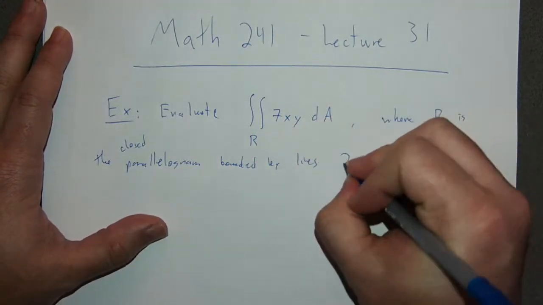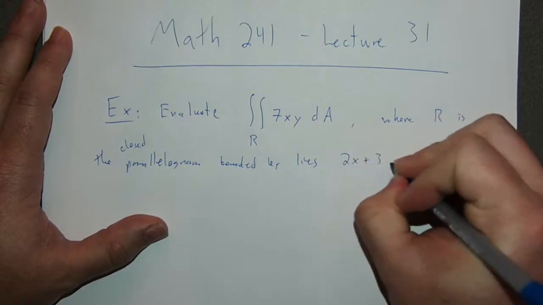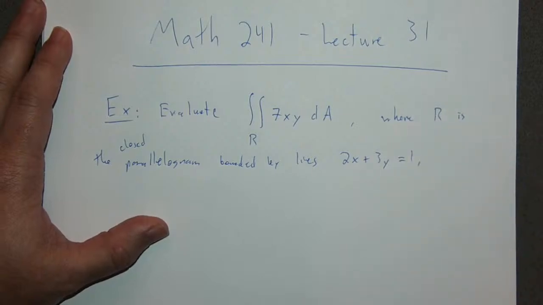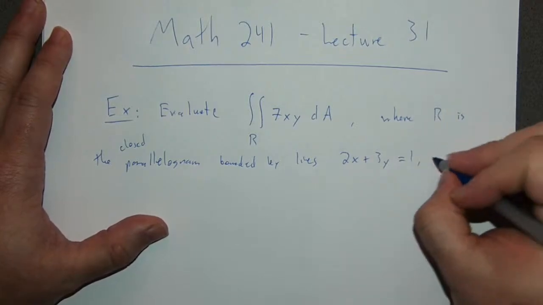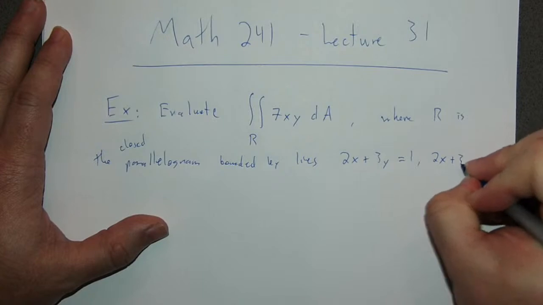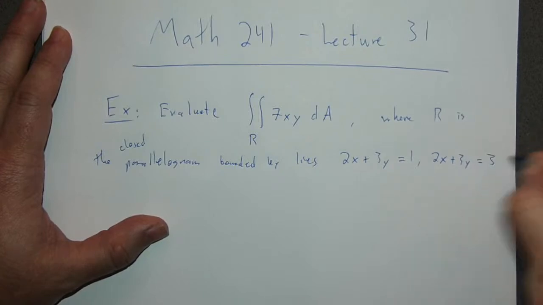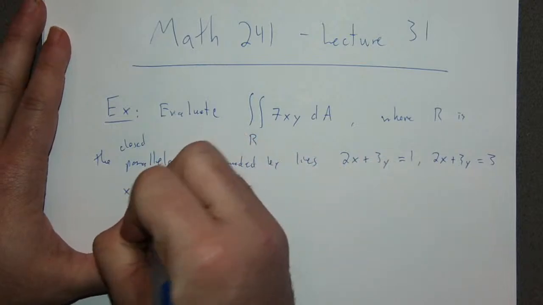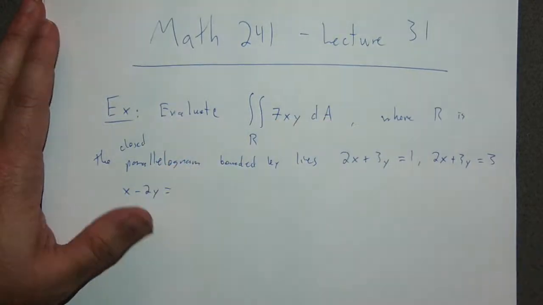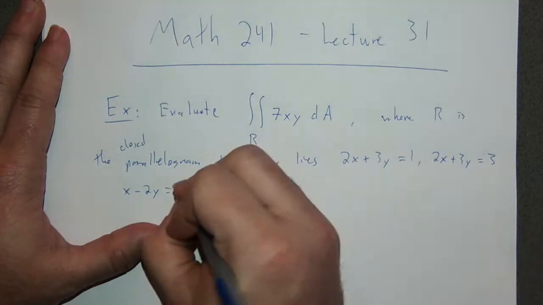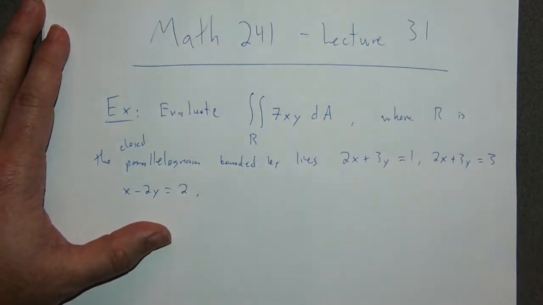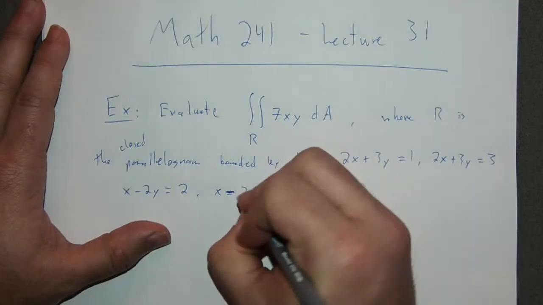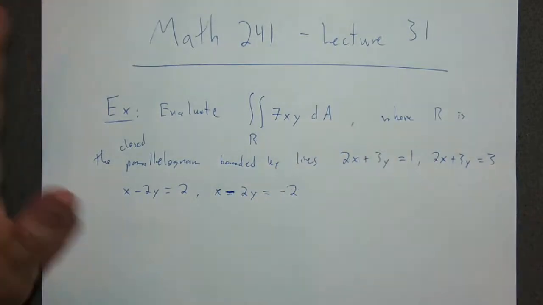2x plus 3y is equal to 1, 2x plus 3y is equal to 3, x minus 2y is equal to 2, and x minus 2y is equal to minus 2.